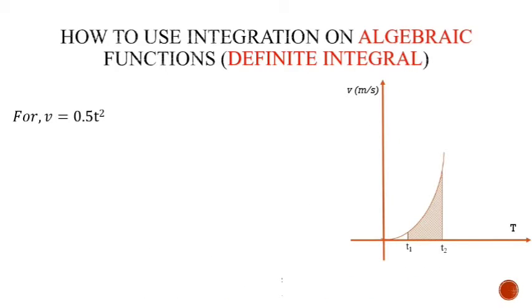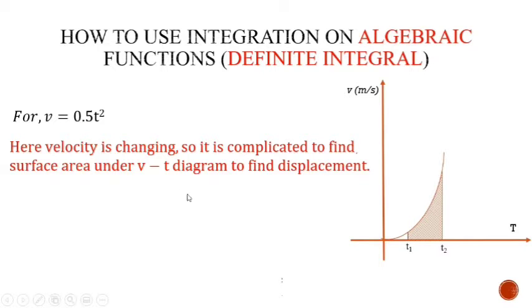If you try to do this for a complicated case, for example velocity equal to 0.5 t square, that means velocity is not constant now, it is changing. For this kind of graph, it is a curve like this. If suppose we have input values t1 and t2, then we will say that it is a problem of definite integral, because we have the lower limit and upper limit. Here velocity is changing, so it is complicated to find surface area under the VT diagram.